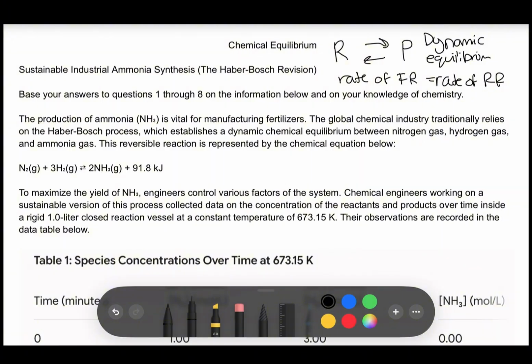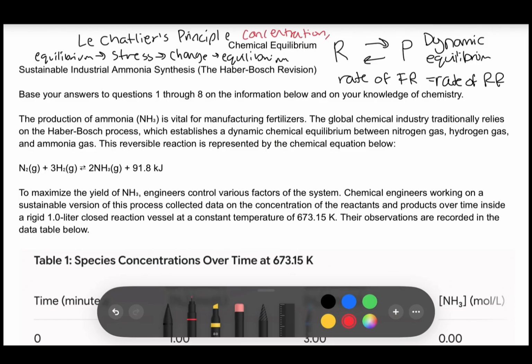Now there is a principle that you need to associate with chemical equilibrium, which is Le Chatelier's principle. What this principle says is that if you apply stress to a system at equilibrium, the system is going to change in order to relieve that stress and reestablish equilibrium. So if you're at equilibrium and it experiences some sort of stress, the system is going to change and reestablish equilibrium again.